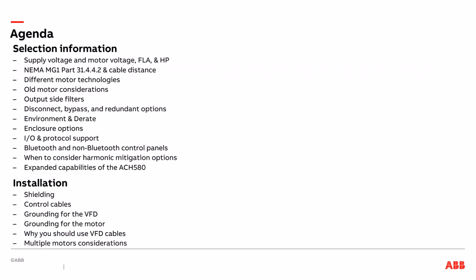For our agenda today, we'll look at the selection information, including supply voltage, as well as motor voltage, FLA, and horsepower. We'll look at NEMA MG1 Part 31.4.4.2 and cable distance. We'll look at the different motor technologies, old motor considerations, output side filters, disconnect, bypass, and redundant options, the environment and derate considerations, enclosure options, I/O and protocol support, Bluetooth and non-Bluetooth control panels, when to consider harmonic mitigation options, and talk about the expanded capabilities of the ACH580 drive.